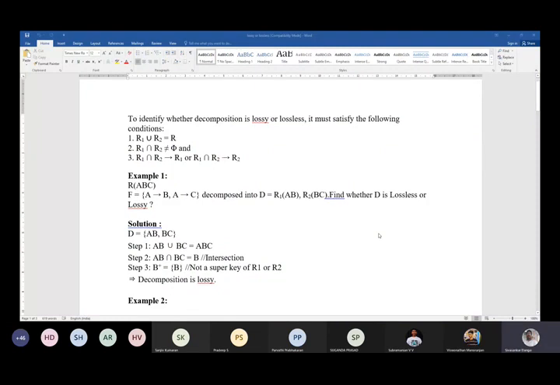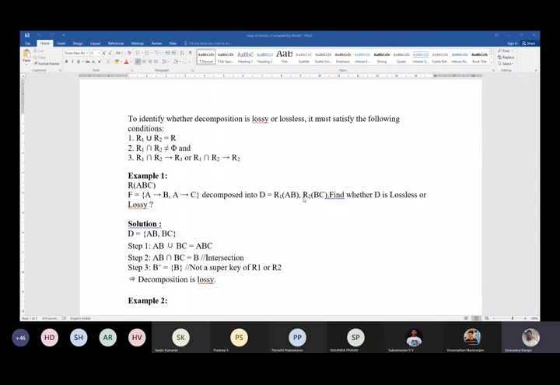So we'll check for the three conditions, right? The relation R contains the attributes A, B, C. You are going to have your fragmented relations R1 with AB and R2 with BC, right? So the union of the fragmented relations, R1 union R2, AB union BC, gives you back the original relation R, right? Hence the first condition of lossless decomposition is met.